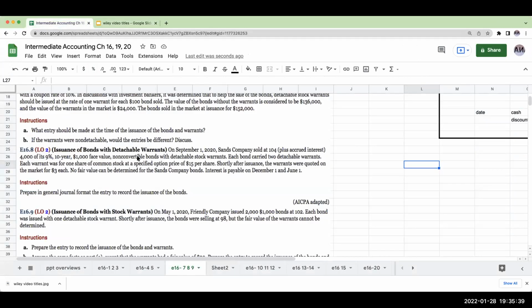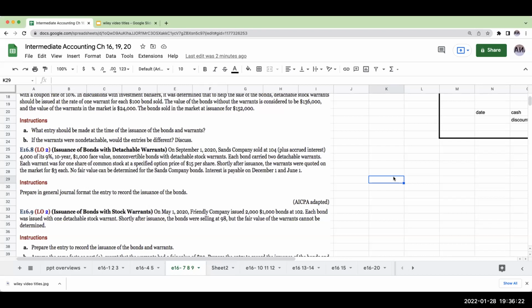Okay. So, issuance of bonds with detachable warrants, this is kind of a fun question. On September 1st, Sands Company sold at 104 plus accrued interest, 4,000 of its 9%, 10-year, $1,000 face value non-convertible bonds with detachable stock warrants. So we know that we're going to be assigning something over to those warrants. Each bond carried 2 detachable warrants. Each warrant was for 1 share of common stock at a specified option price of $15 per share. Shortly after issuance, the warrants were quoted on the market for $3 each. No fair value can be determined for the Sands Company bonds. Interest is payable on December 1st and June 1st.